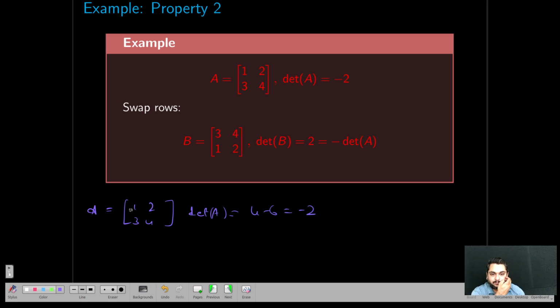Now swap these two rows. So B is equal to 3, 4, 1, 2. The determinant of B is 6 minus 4, that is equal to 2. This also applies to any matrix, a 3 cross 3 matrix.